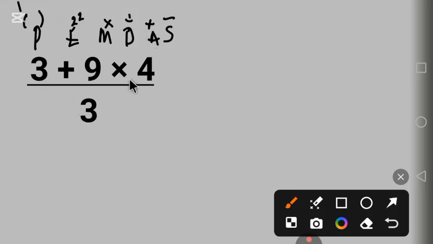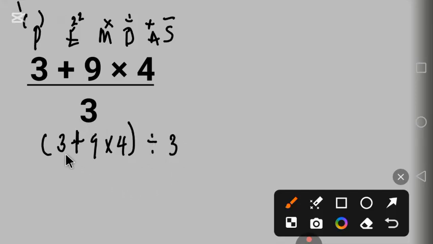But before then, let's rearrange this question by writing it like this. 3 plus 9 times 4 in parentheses. This division sign will come here, divide by this 3. Now we agreed to solve this one first.